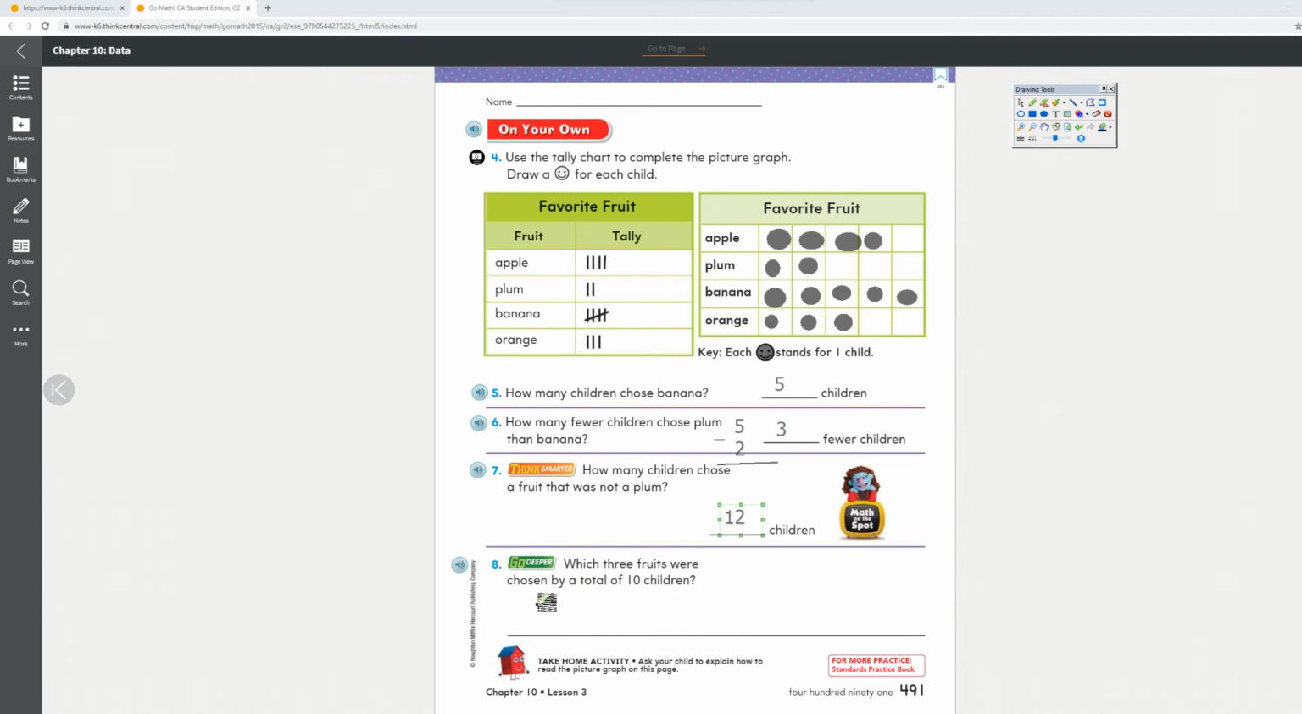So for this one, they're asking to pick 3 of these fruits that equal 10. So 10 total children. Which of the 3 added together equals 10? Now we know that it can't be apple, banana, and orange because apple, banana, and orange is 12. So what other combination can we do to make 10? And the answer is plum, banana, and the orange.